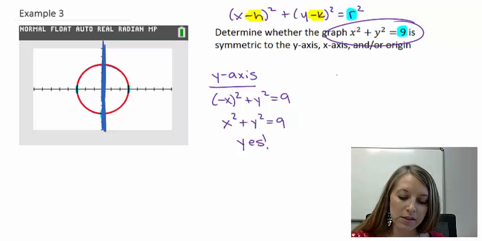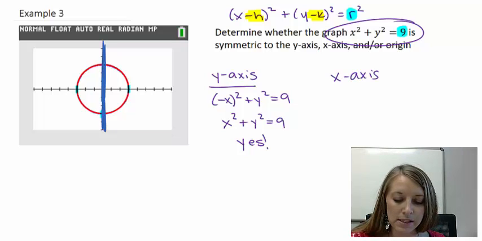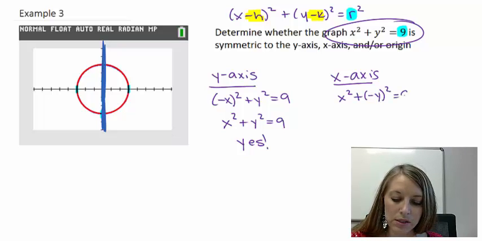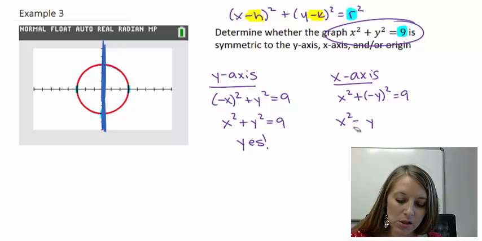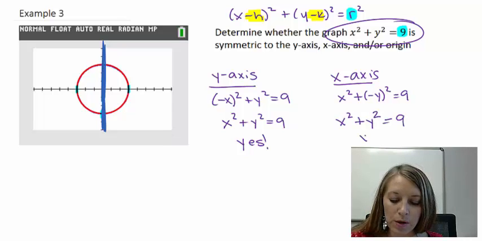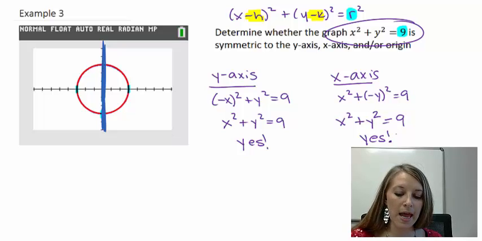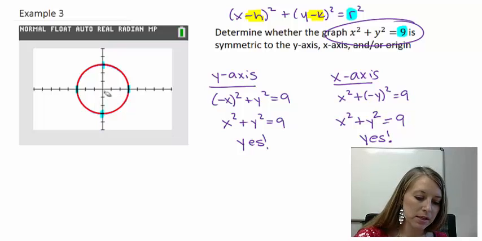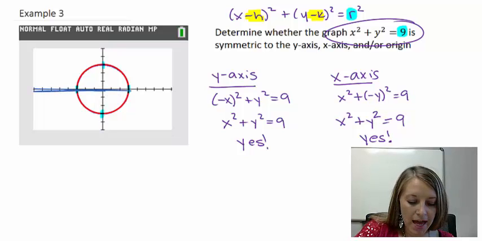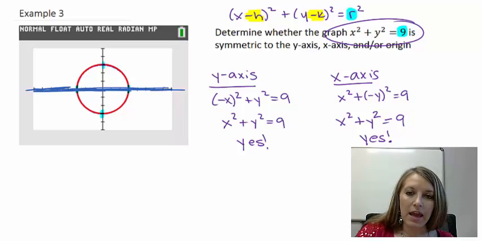Okay, let's test for the x-axis. We do that by substituting in a negative y for the y. So it gives me x squared plus negative y squared is equal to 9. Well, the square takes care of the need for the negative, so that gives me x squared plus y squared is equal to 9. Notice we end up with the exact same equation, so that tells us, yes, it is also symmetric to my x-axis. So what that means is I could fold it on my x-axis and it would be the same.